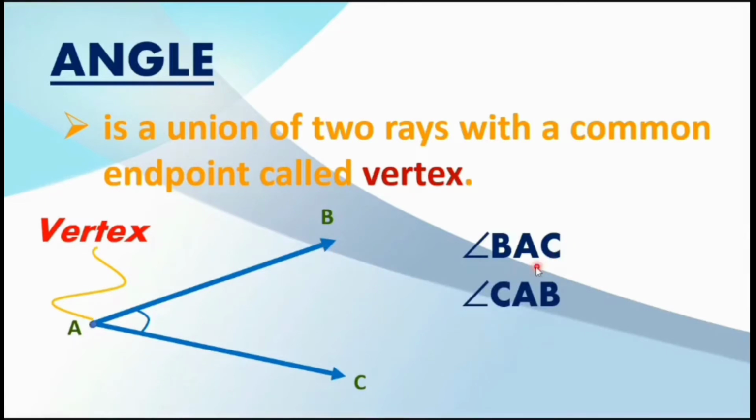Kahit alin sa dalawa, angle BAC or angle CAB, for as long as A is at the middle, because point A here is actually the vertex, so dapat yun ay laging nasa gitna. So you can name this one angle BAC or CAB. Or simply, you can also name an angle by its vertex. The vertex is at point A, so therefore we can name this angle as angle A. So these are the three ways on how to name this angle. Angle BAC, angle CAB, and angle A.